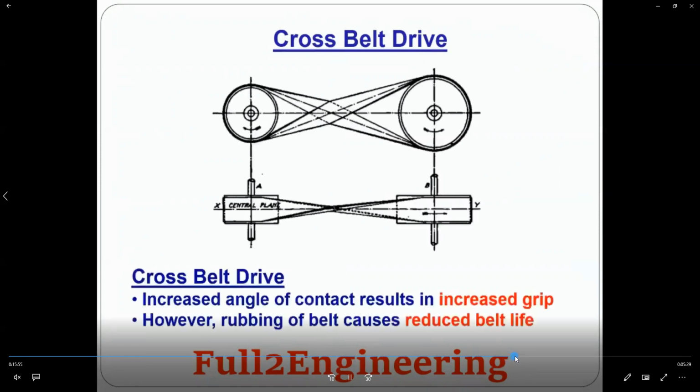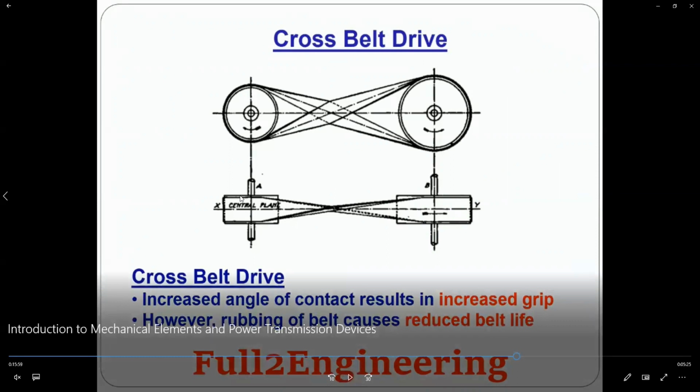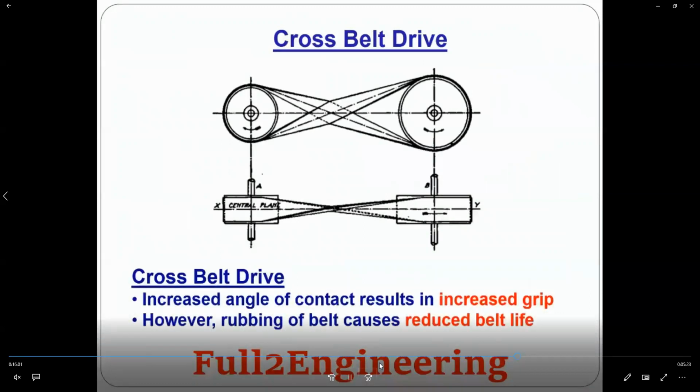Smooth rotation. Cross belt, so the direction will be crossed. Okay, this one, cross belt. Okay, it increases the grip. But it will reduce the belt life. Okay, they have their own function.